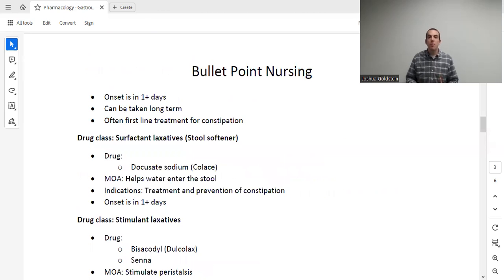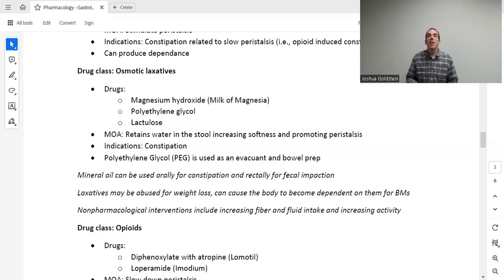This one, as well as the one before it, I didn't highlight that, but bisacodyl, this one is expected to work within just a few hours. Same thing with this one, the osmotic laxatives. Also, their onset is within a few hours. I would know that. That's definitely fair game for the test, because a patient probably does want to know, A, when they're going to get relief, and B, when they're going to have to spend a bunch of time in the bathroom.